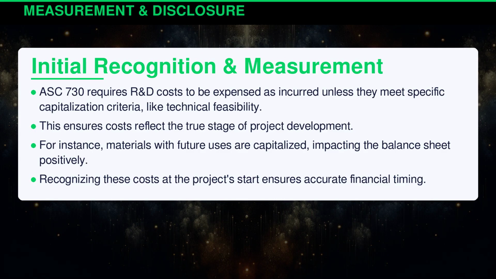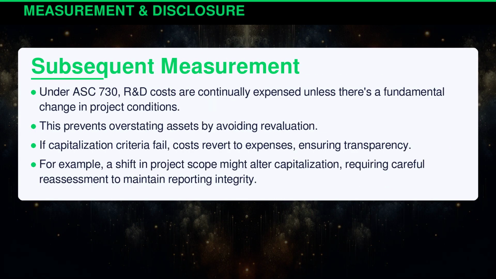For instance, materials with future uses are capitalized, impacting the balance sheet positively. Recognizing these costs at the project's start ensures accurate financial timing. Under ASC 730, R&D costs are continually expensed unless there's a fundamental change in project conditions. This prevents overstating assets by avoiding revaluation. If capitalization criteria fail, costs revert to expenses, ensuring transparency. For example, a shift in project scope might alter capitalization, requiring careful reassessment to maintain reporting integrity.